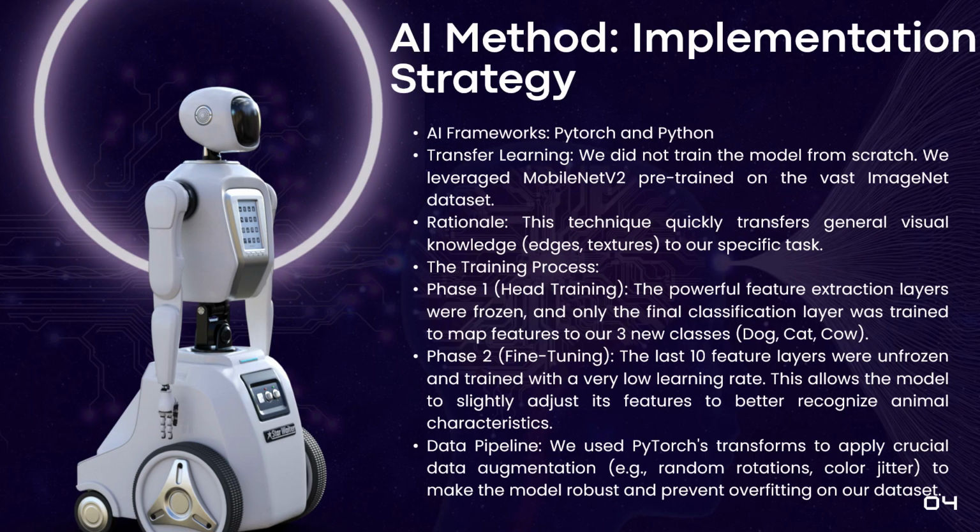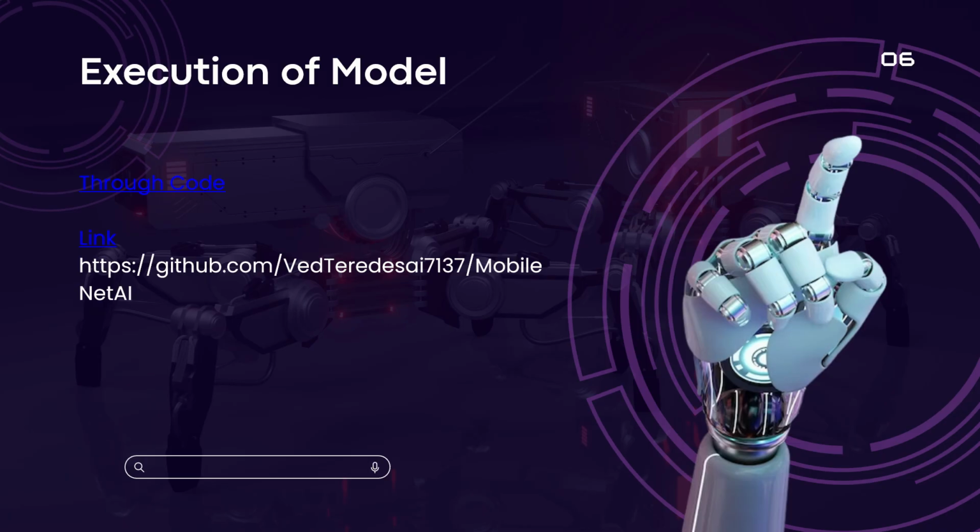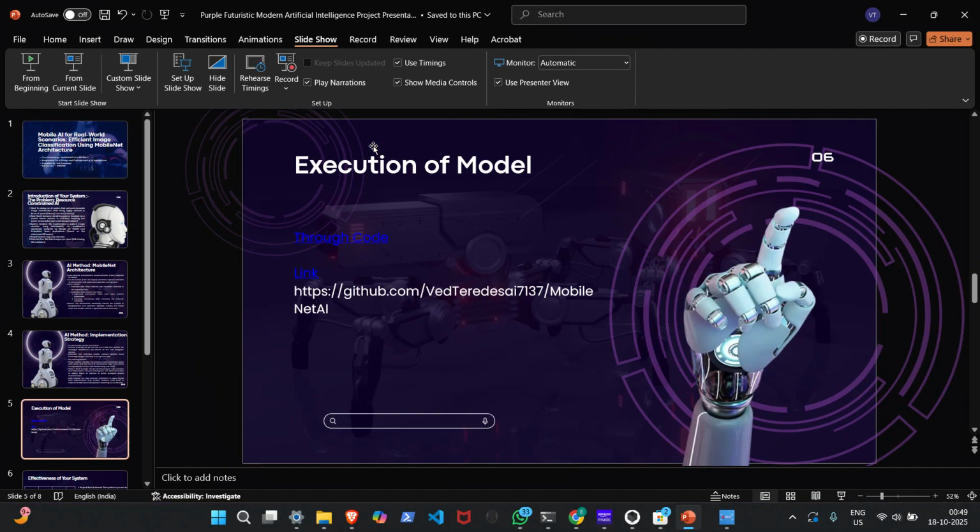So now, implementation. We didn't start from scratch. We used transfer learning with a MobileNet V2 model already trained on millions of ImageNet pictures. We performed two training phases in PyTorch. First, training just the final layer, and then fine-tuning the last 10 layers to specialize the model for our animals. Crucially, we use data augmentation, like rotation and flipping images, to make the model more robust and prevent it from guessing wrong. So for execution of the code, I will show it using Jupyter Notebook.